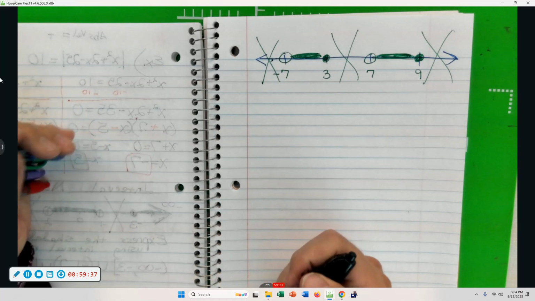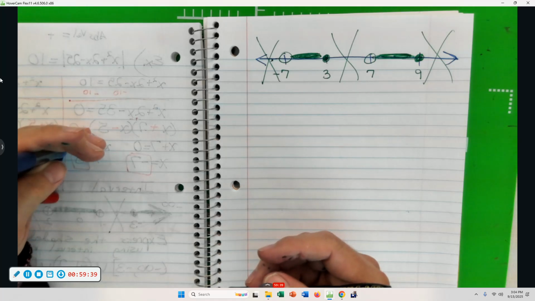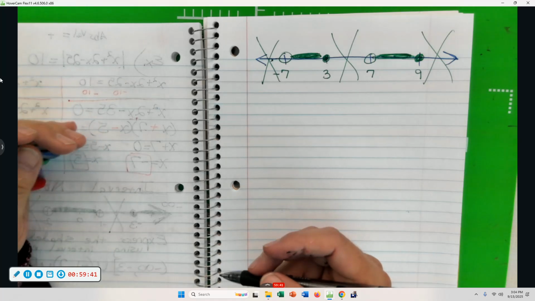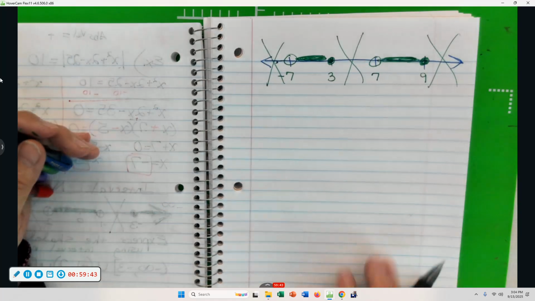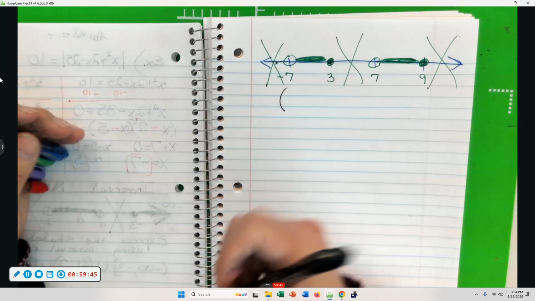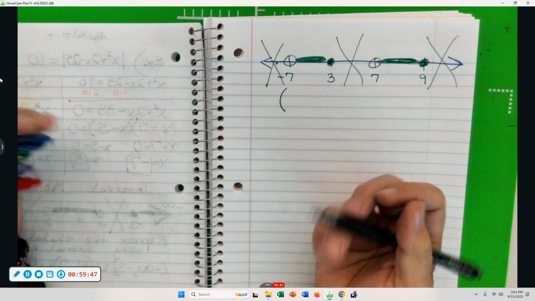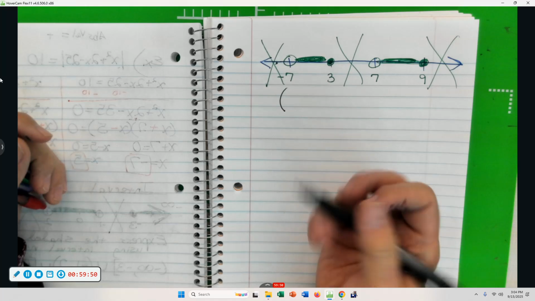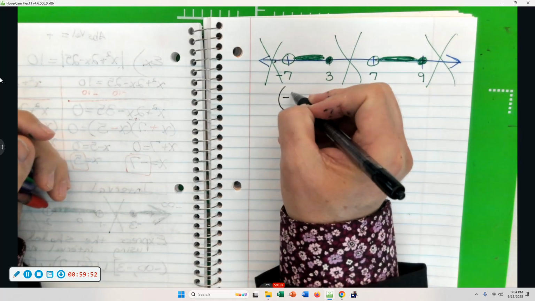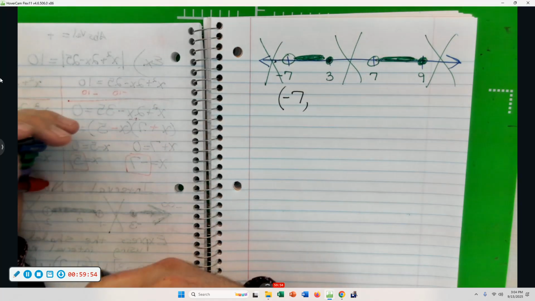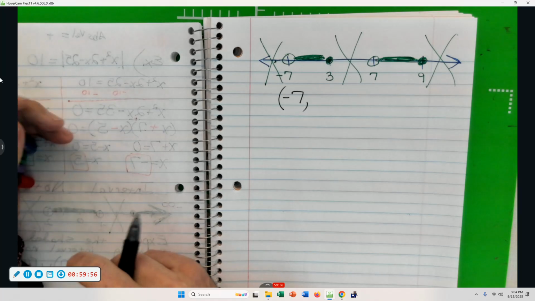Pretend we're typing in our answer. What will I type first? A parenthesis or a bracket? A parenthesis because it's an open circle. Parenthesis, and then my left-hand endpoint or cut point is -7. You'll have to type a comma. If you don't put a comma, they're going to count it wrong.